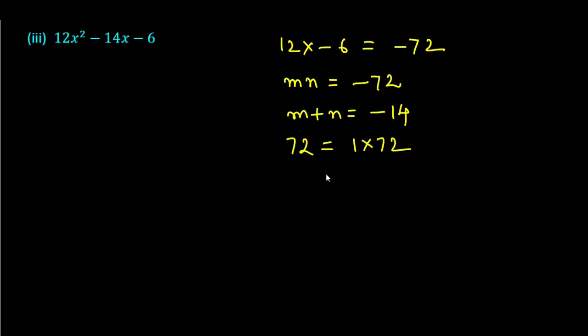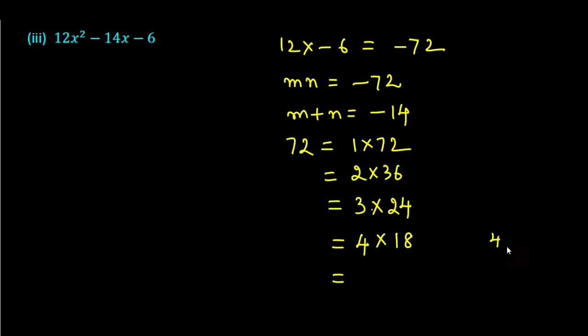72 can be written as 1 into 72. It is divisible by 2. When we divide by 2, we get 36, so 2 into 36. Here also the difference is not 14. 3 into 24. Here the difference is not 14. Then 4. When divided by 4, we get 18, so 4 into 18. Here the difference is 14.